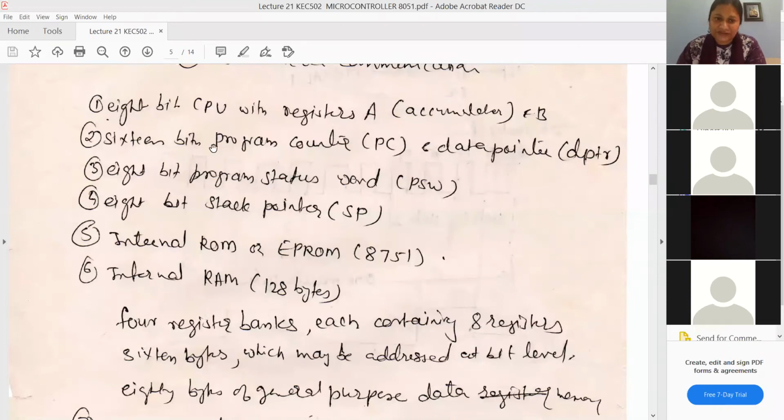And you have two 16-bit registers. One is the program counter, because your address lines are A0 to A15. So that's why your program counter should be 16-bit. And you have one more 16-bit register, that is the data pointer. The data pointer is also used to point to any memory location which is 16-bit. It may be internal, it may be external.